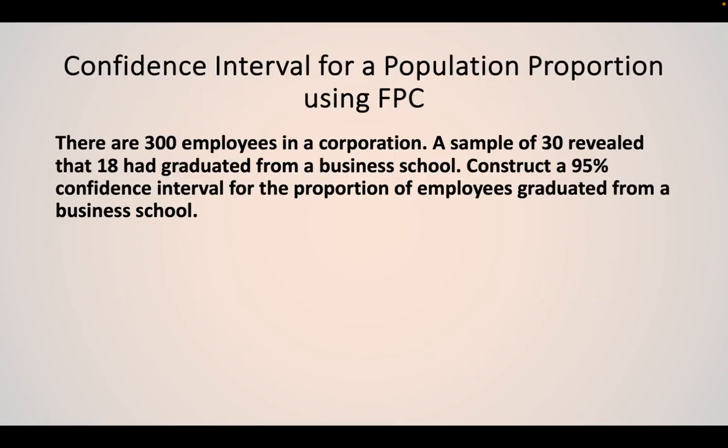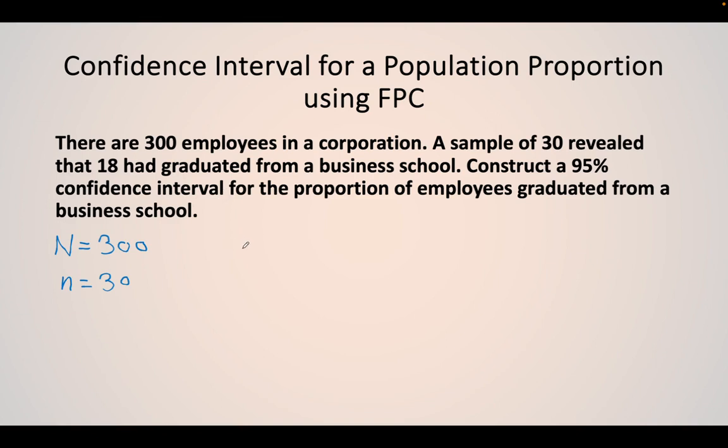There are 300 employees in a corporation. Population size is 300. They have selected a sample of 30 from this population. A sample of 30 revealed that 18 had graduated from a business school. Construct a 95% confidence interval for the proportion.